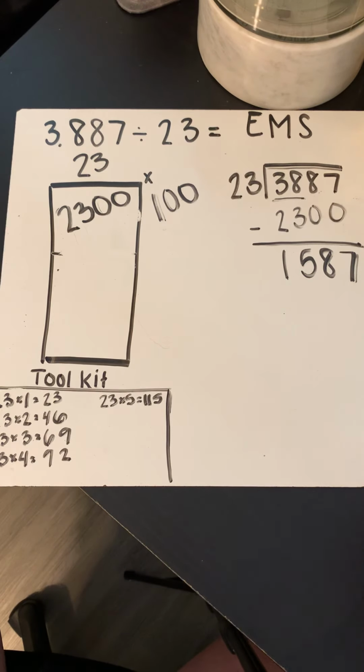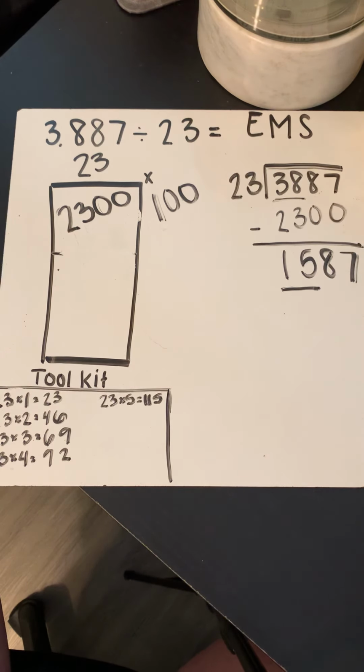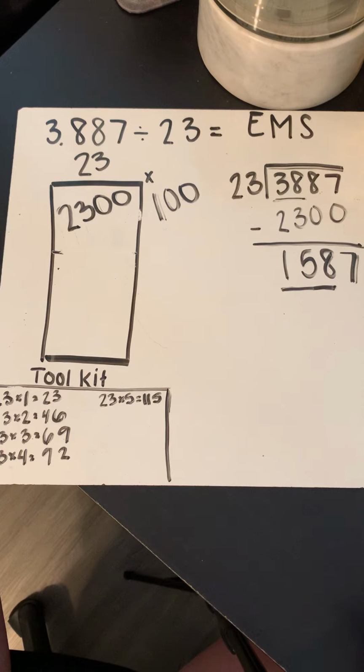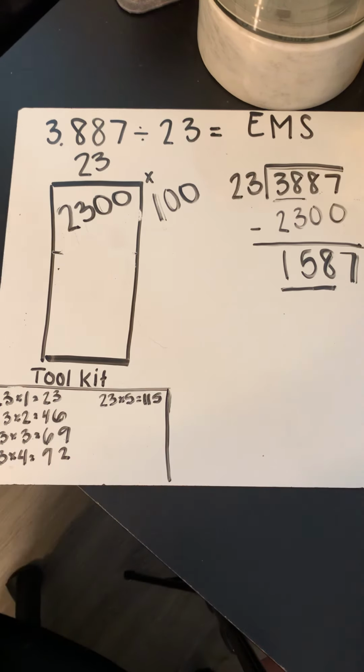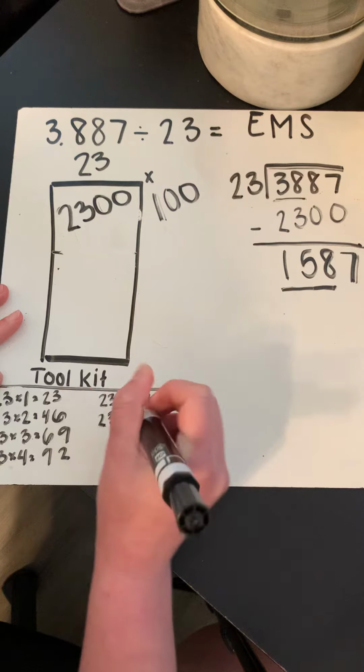So now I'm back to my estimating. Is 23 times anything 1? Nope. Is 23 times anything 15? Nope. And I know that from my toolkit over here. Is 23 times anything 158 or close to it? Well, I can see 23 times 5 was 115. I'm going to estimate a little bit more because I have a feeling we can get closer. So let's try 23 times 6.